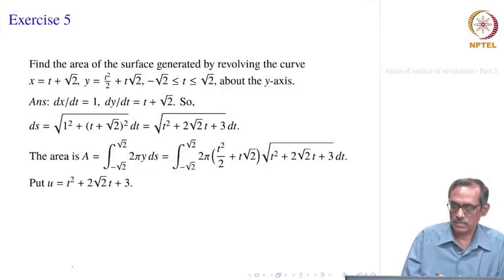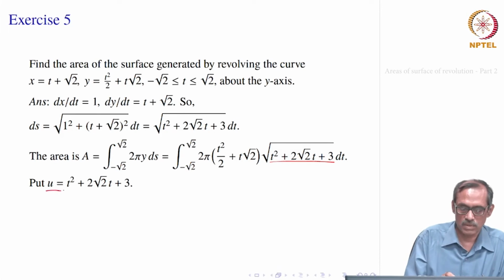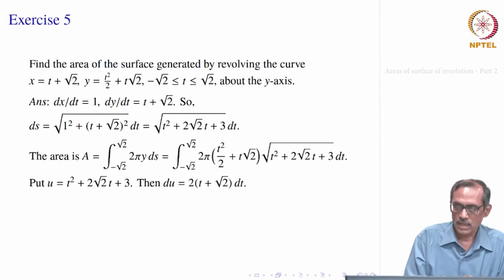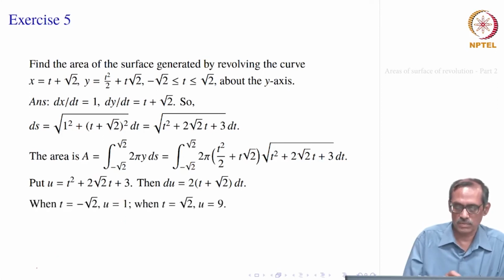So, how do we integrate it? The problem is t square plus 2 root 2 t plus 3. So, let us take that to be u. Let us substitute u equal to t square plus 2 root 2 t plus 3. Then we get du, take its differential, that is derivative times dt. So, that becomes 2t plus 2 root 2, that is 2 into t plus root 2, and this times dt is your du.